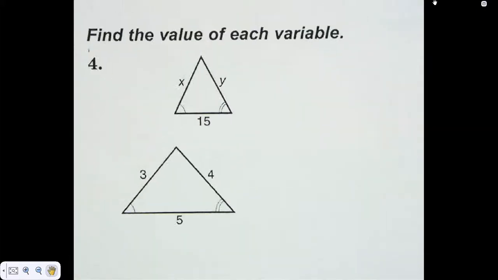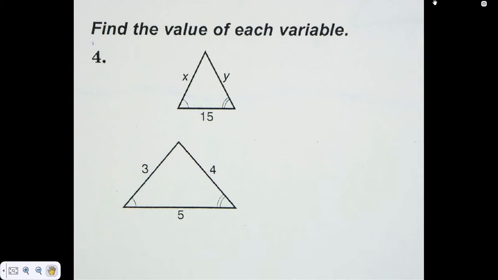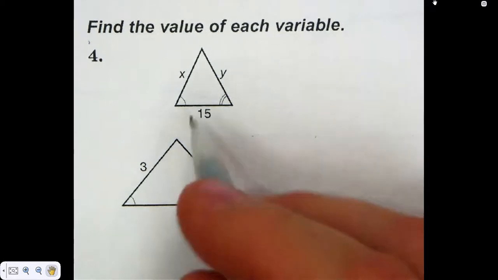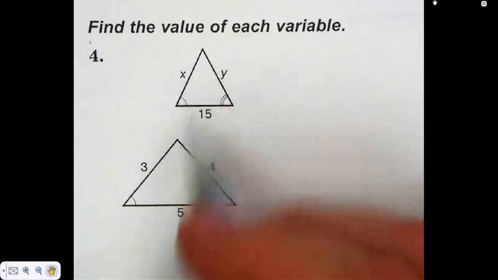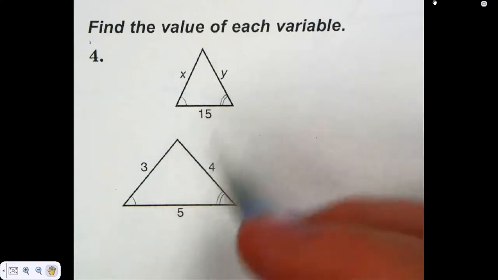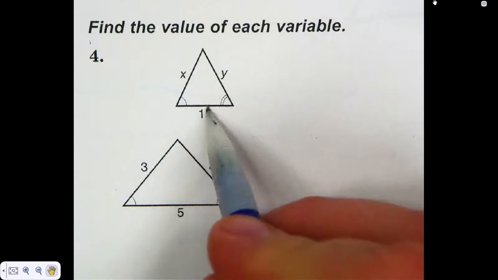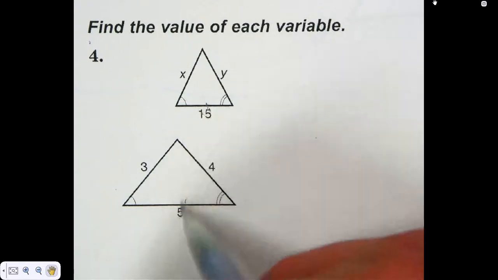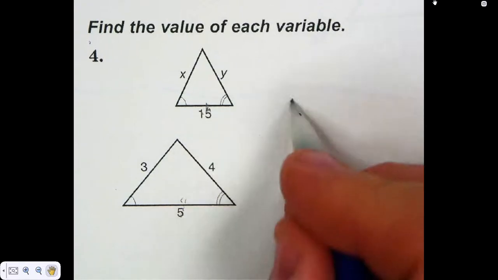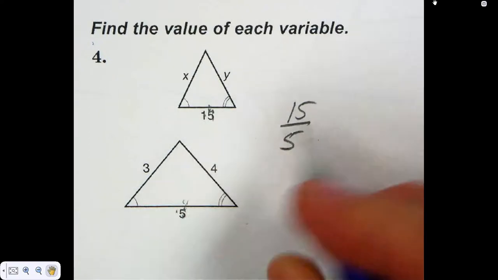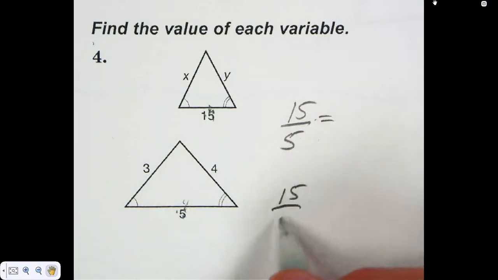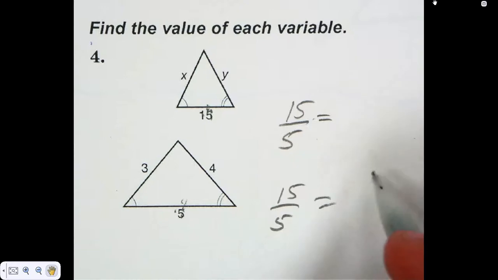Moving right along to number 4. Okay, find the value of each variable. When I always did these, I always said, well, I need to find 2 corresponding sides. If these 2 are similar, I need to find 2 corresponding sides that I have numbers for both of them. And if you look, I do. 15 and what? 5. There's a ratio.